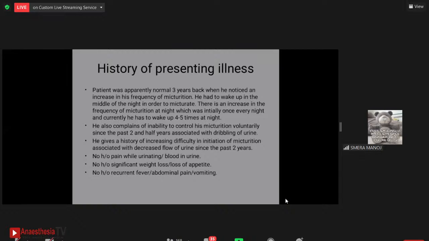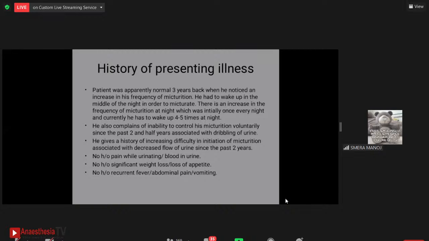In history of presenting illness, the patient was apparently normal 3 years back when he noticed an increase in his frequency of micturition. He had to wake up in the middle of the night in order to micturate. There is an increase in the frequency of micturition at night, which was initially once every night, and currently he has to wake up about 4 to 5 times at night.